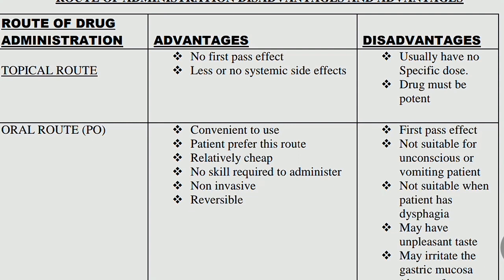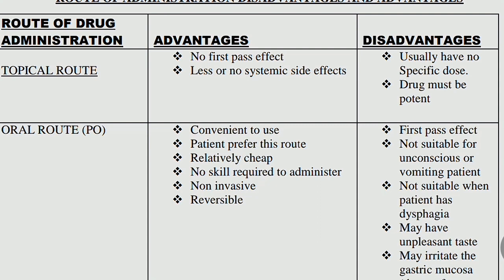The disadvantages, usually: they have no specific dose. We see this a lot whenever you're applying a cream or an ointment on your skin. There's no dose you can apply. There is no specific dose or amount that you can apply. And then the drug must be potent. This one is not really a strong disadvantage, but it is true. If you're applying a drug locally, the drug must be potent, because if it wasn't potent, you would have to apply a lot of drug to achieve the particular action.